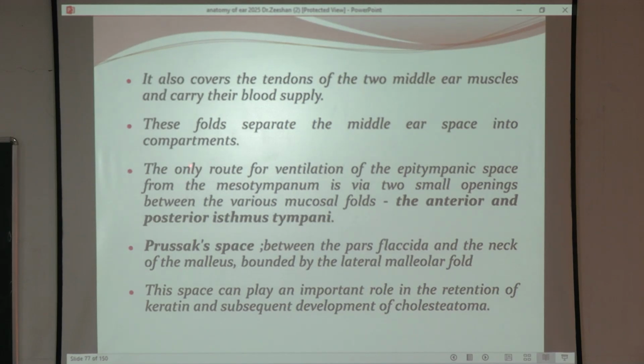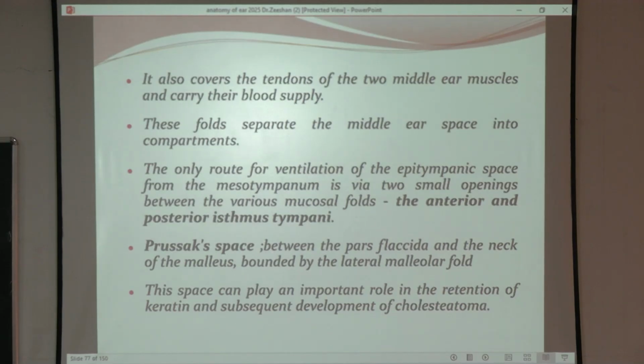All right. The only route for ventilation of the epitympanic space from the mesotympanum is via two small openings between various mucosal folds, the anterior and posterior isthmus tympani. It is very important. Middle ear properly work कब करेगा? जब वहाँ पे air है coming via the eustachian tube.